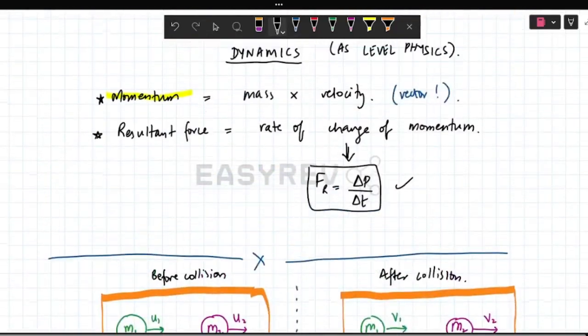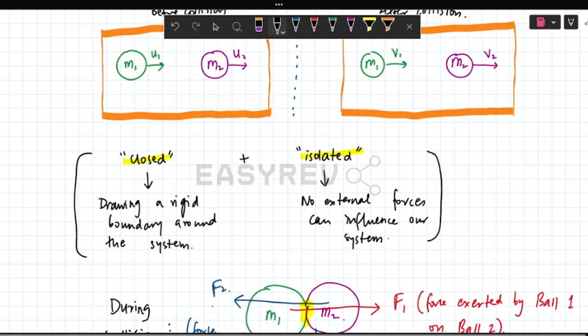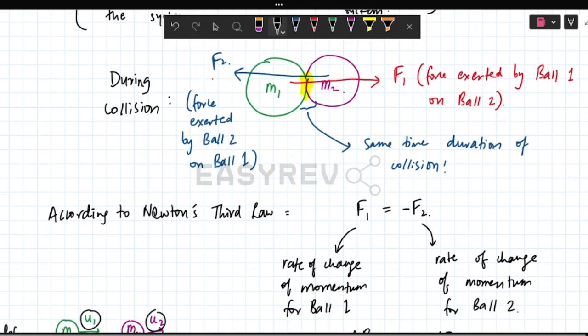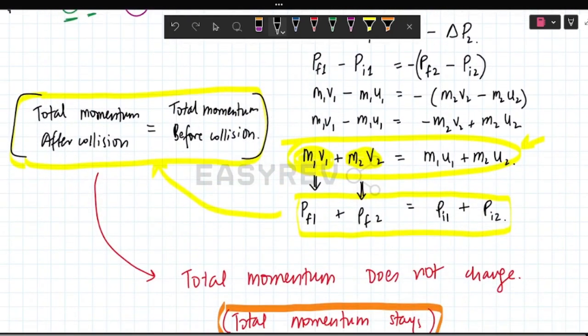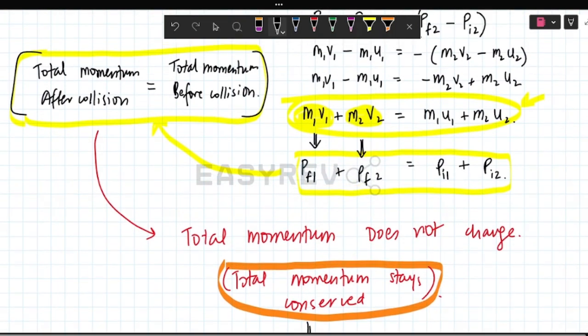We were first able to introduce and recap the concept of momentum and the resultant force. Then we talked about collisions in a more general manner, where we had two billiard balls in a closed, isolated system, meaning it's in a box that has a rigid boundary that separates it from the surroundings, so that there are no external forces that could disturb it. During collision, we realized that there's an action and a reaction force acting on both balls that we labeled F1 and F2. Using the definition of the resultant force as the rate of change of momentum, we were able to conclude something very fundamental about closed, isolated systems: the total momentum after collision will always be equal to the total momentum before collision.